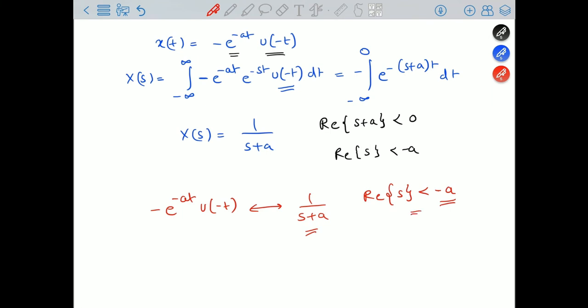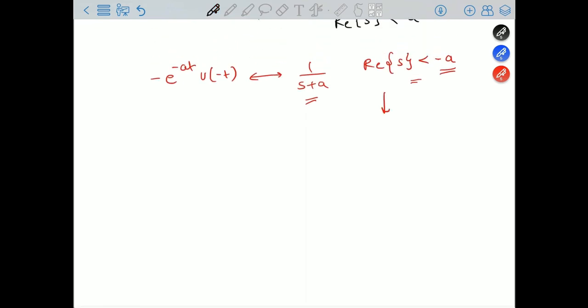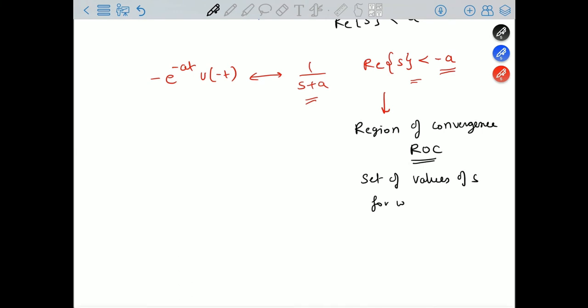So to understand this expression, we can have some graphical representation for the convergence values of s, and these values are called the region of convergence, or in abbreviation we call it ROC. The ROC basically depicts the set of values of s for which the Laplace transform is defined. So the set of values of s for which the LT is defined is basically referred to as the region of convergence, and we can have a graphical representation to understand.